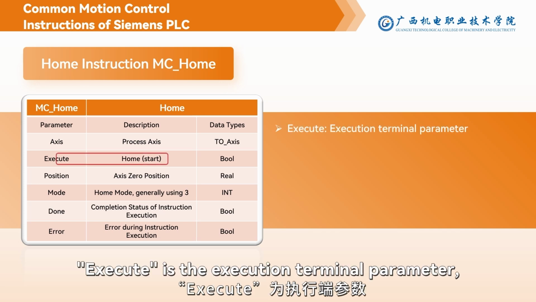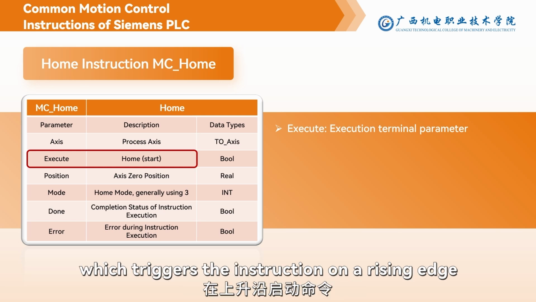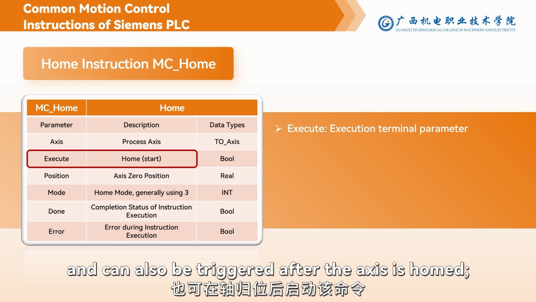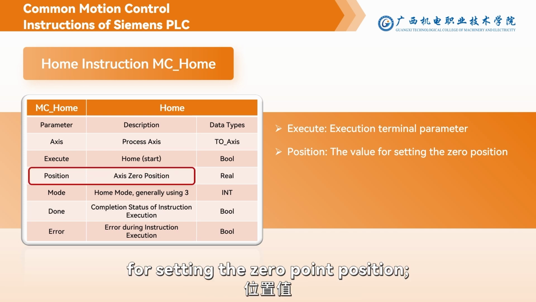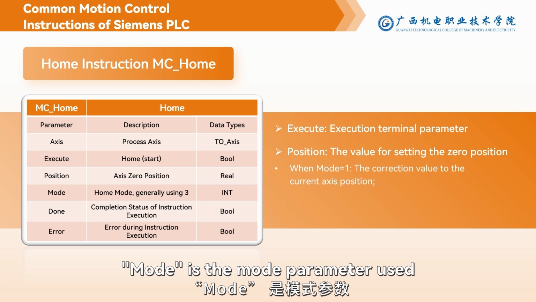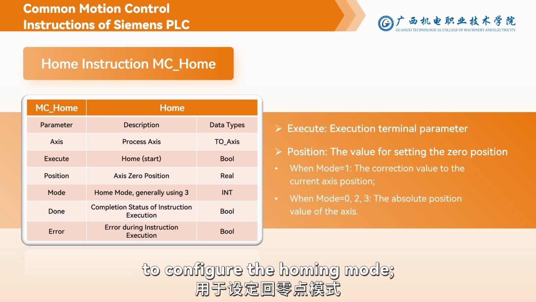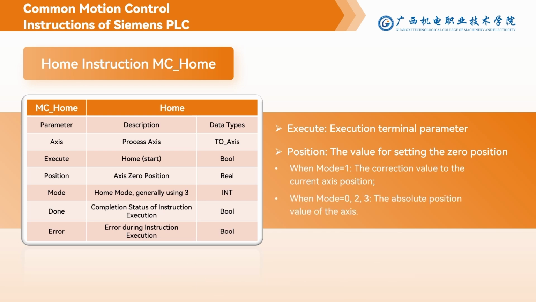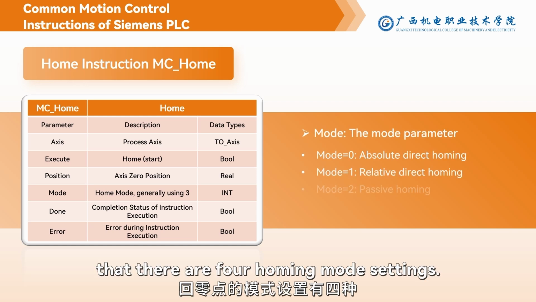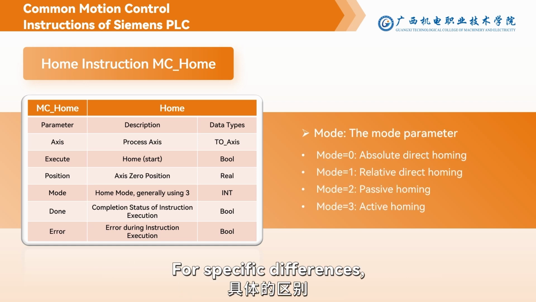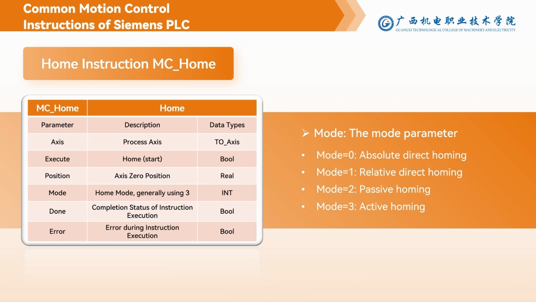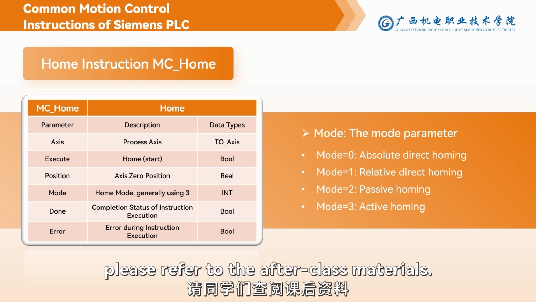Execute is the execution terminal parameter, which triggers the instruction on a rising edge and can also be triggered after the axis is homed. Position is the value for setting the 0 point position. Mode is the mode parameter used to configure the homing mode. However, we can see that there are 4 homing mode settings. For specific differences, please refer to the after-class materials.